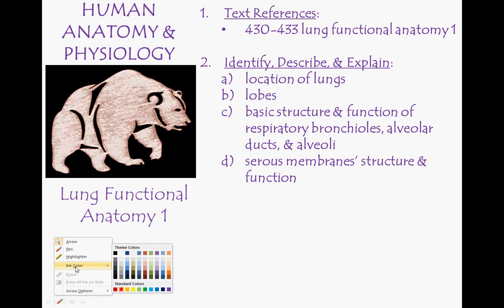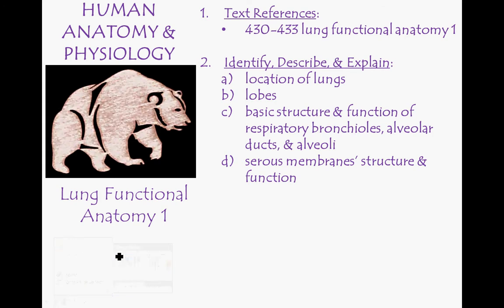And this is lung functional anatomy, part one. We'll look at part two, then, at the microscopic level in another lecture. So identify, describe, and explain the general location of the lungs, identify some of the major lobes of the lungs, describe and explain the basic structure and function of what is meant by respiratory bronchioles, alveolar ducts, as well as alveoli, and then describe and explain the structure and function of the serous membranes on the surface of the lungs.